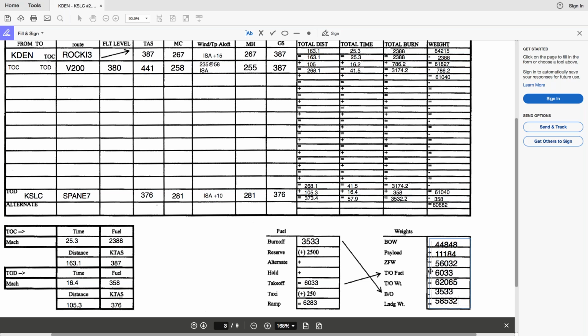Everybody got those numbers? So the payload, the 11184, is just the passengers. The bags have to add 1950 to that. Passengers, bags, jump seat in there somewhere. With that I got 13.4. Did you add the weight of the bags? We forgot to add in the cargo to that number. So what is our new zero fuel weight? It's right there in front of you on your weight and balance chart.